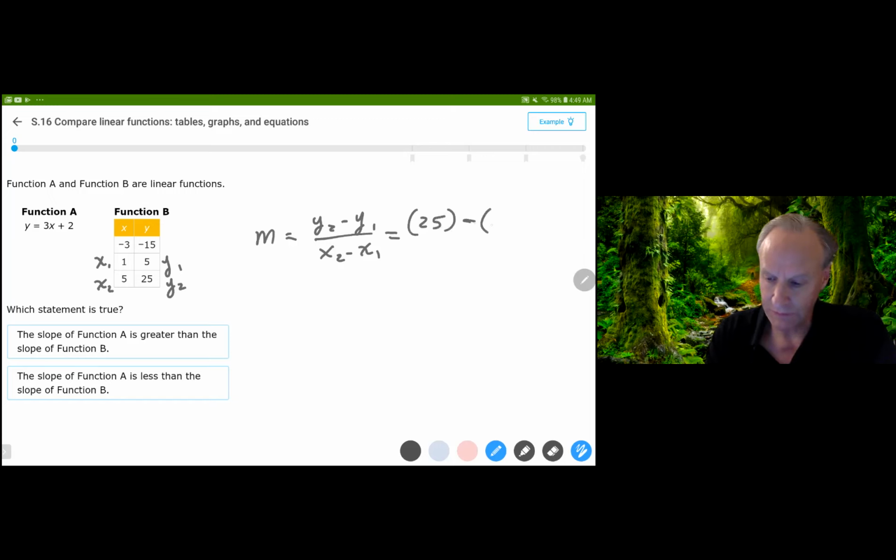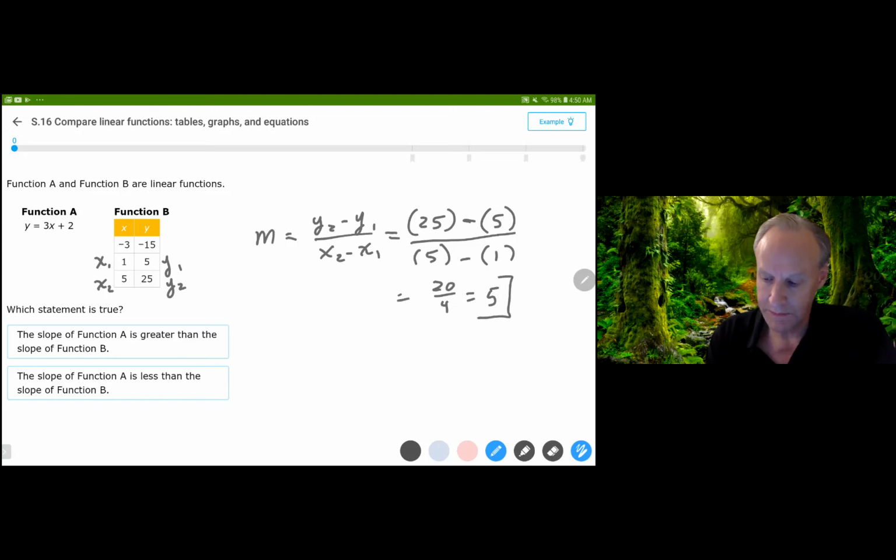Now, it's always a good idea to substitute inside parentheses in general. So I'm going to do it that way. And now I'm going to take my x2, which is the 5. What I was talking about is that it's important that you go in the same order that you chose in the initial one. And of course, we've got 20 over 4, which is 5.